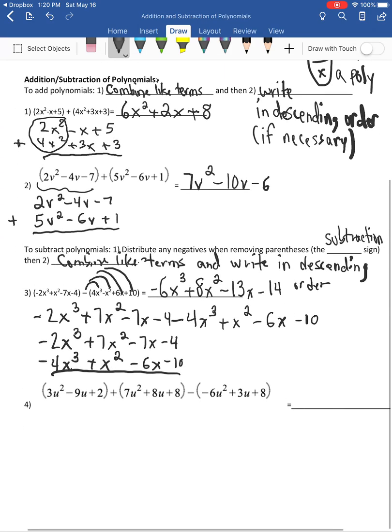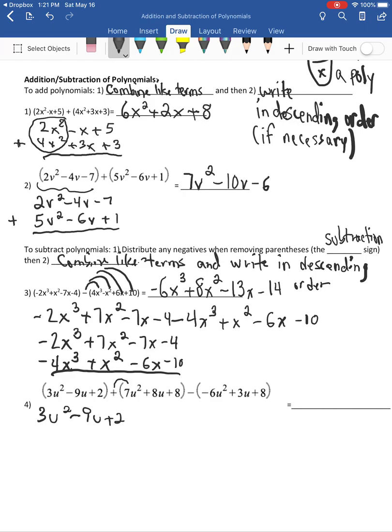Okay, and in the last one, we are combining three polynomials. So let's start by getting rid of the parentheses. 3u squared minus 9u plus 2. Notice this is positive, so I don't have to distribute anything here. I don't have to distribute that negative. So plus 7u squared plus 8u plus 8. Now we have subtraction, so we have to distribute that negative to the three terms in this parentheses.